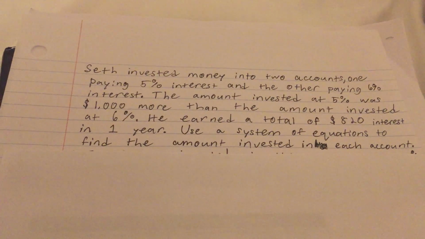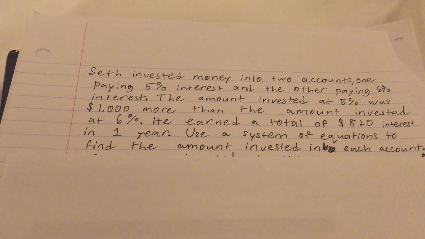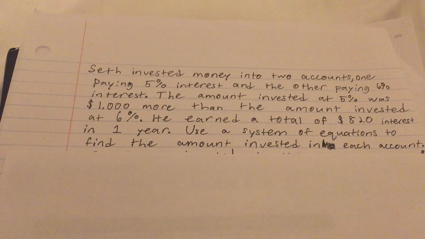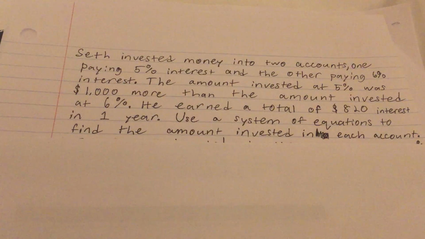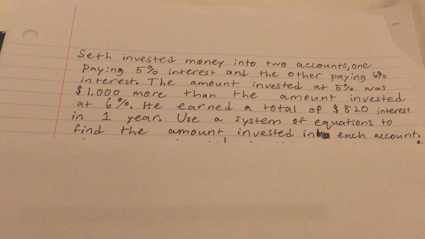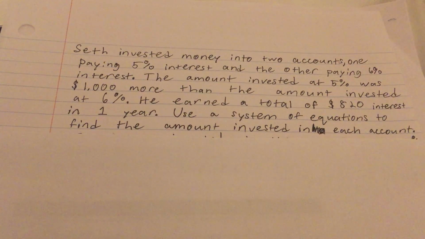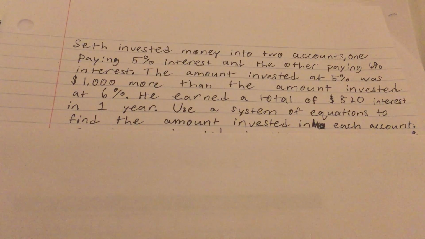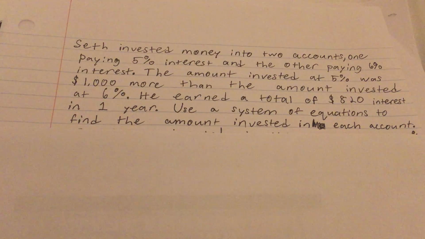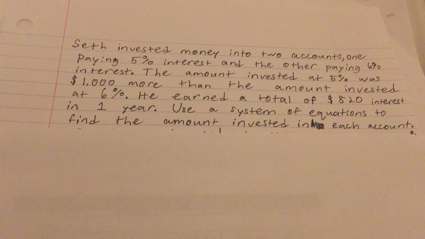Now let's take a look at our last problem here. Seth invested money into two accounts, one paying 5% interest and the other paying 6% interest. The amount invested at 5% was $1,000 more than the amount invested at 6%. He earned a total of $820 interest in 1 year. Use a system of equations to find the amount invested in each account.